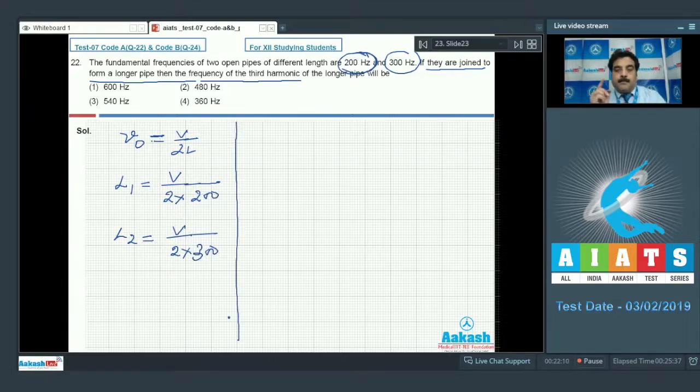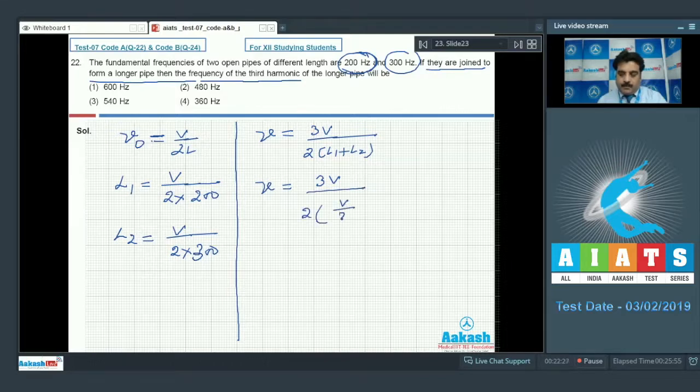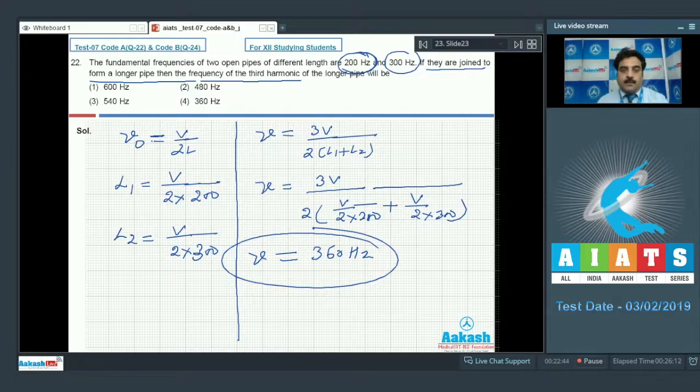So after joining the pipes, the frequency of the third harmonic will be nu, the frequency, equal to 3 times V, the speed, over 2 times L1 plus L2, the total length. So nu equals 3 times V over 2 times, V upon 2 into 200 plus V upon 2 into 300. On solving, you will get the value of nu as 360 Hertz. So this is how you can solve question number 22. So my option number 4 will be the right choice. So let's move on to question number 23.